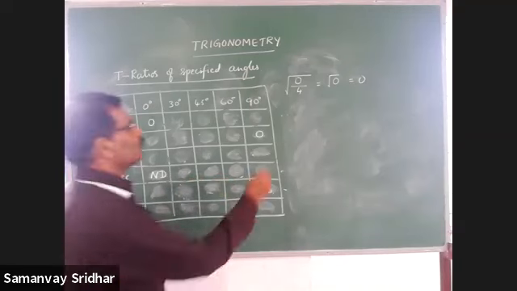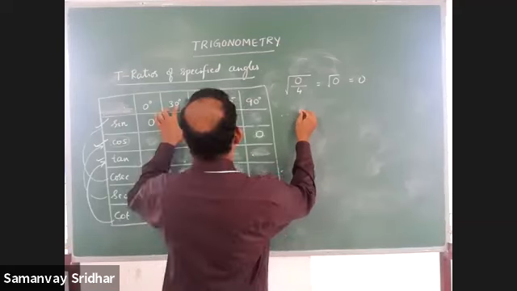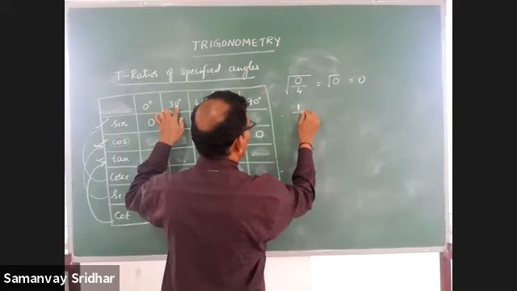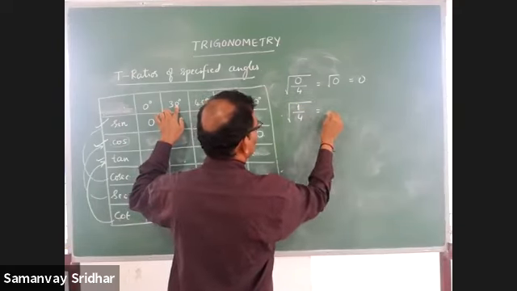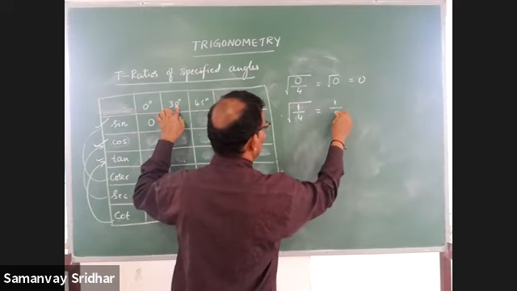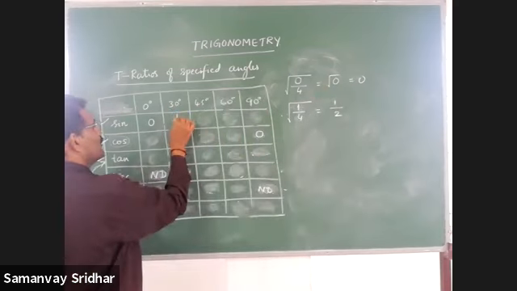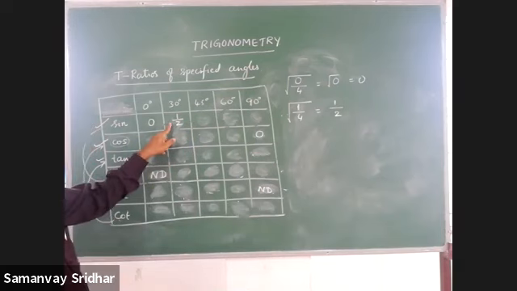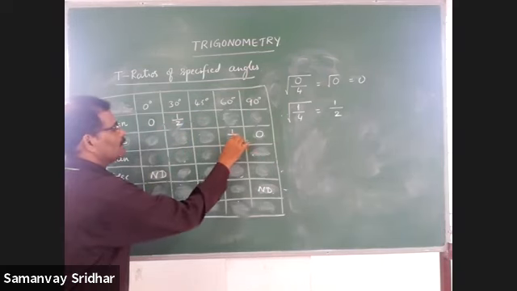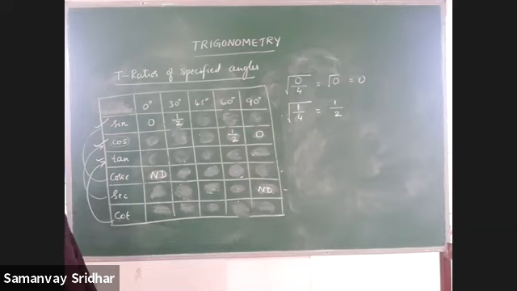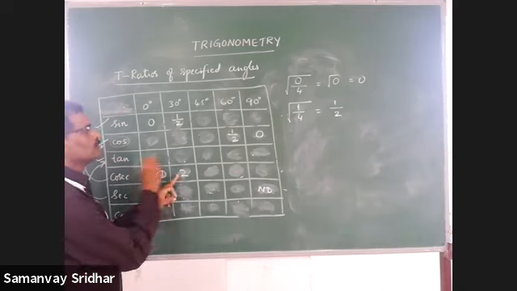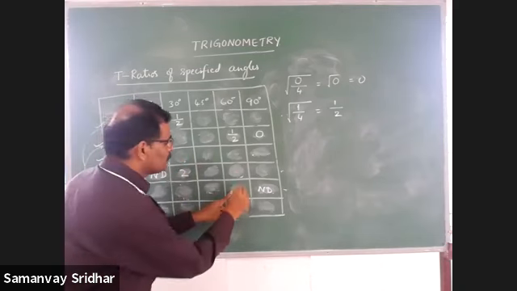Right? Then I'll go for sine 30 degree. After 0, we have to go for 1. 1 by 4, square root of that. So square root of 1 is 1, and for 4 it is 2. Therefore 1 by 2. Sine 30 is 1 by 2, and cos 60 is in the reverse order, 1 by 2. The reciprocal of sine 30, cosec, is what? 2. Cos 60 is what? 1 by 2. The reciprocal of that.